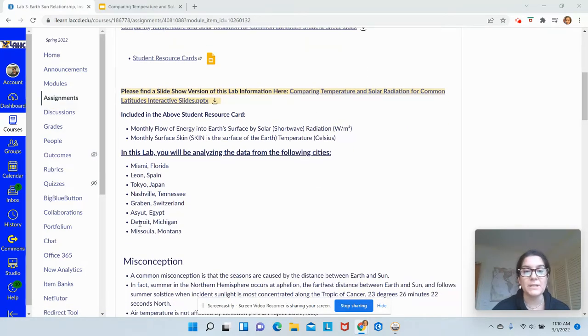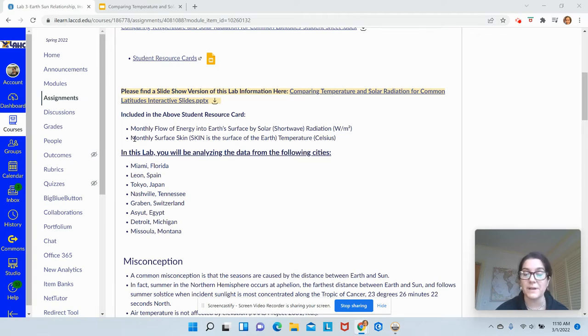So we have 1, 2, 3, 4, 5, 6, 7, 8 cities. You're going to find two things for each of these cities, and it's outlined right here. For each of these cities, you're going to find a monthly flow of energy, shortwave radiation, which is the sun's energy, to these 8 cities.